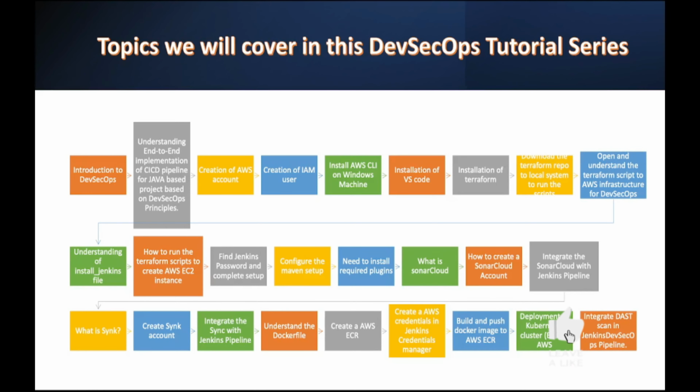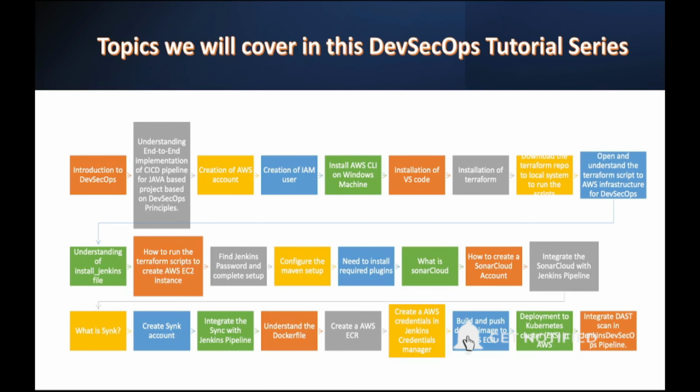Once it is done, we'll go with Snyk. This is a tool called Snyk, which finds security vulnerabilities; we can find out each and everything. We'll see what Snyk is, how to create an account, and how to integrate Snyk with the Jenkins pipeline as well. Once it is done, we'll understand the Dockerfile.